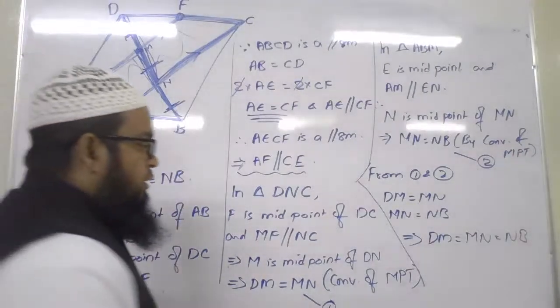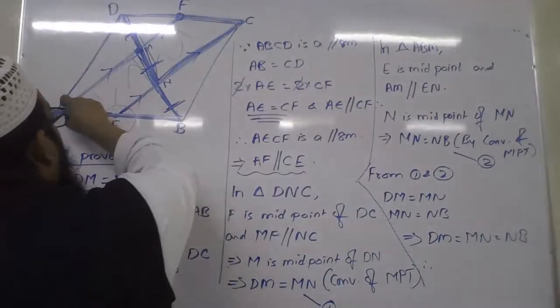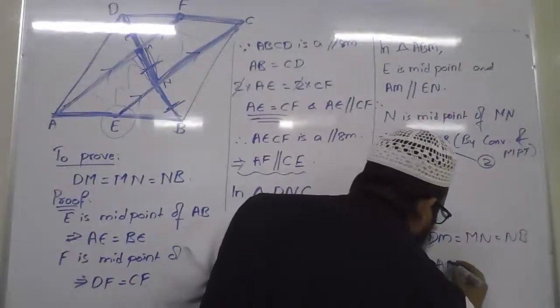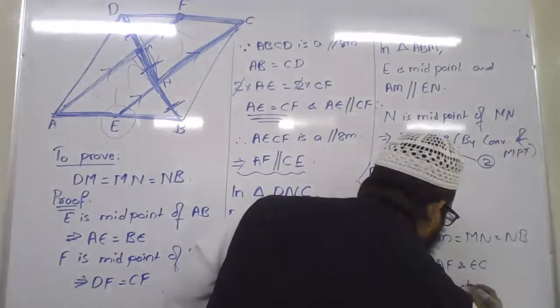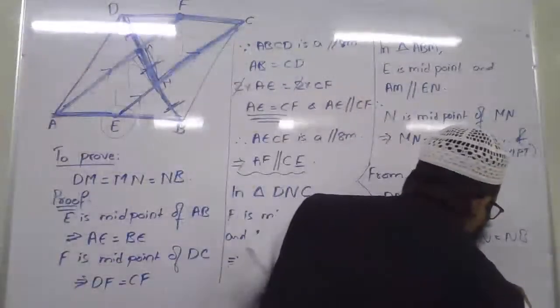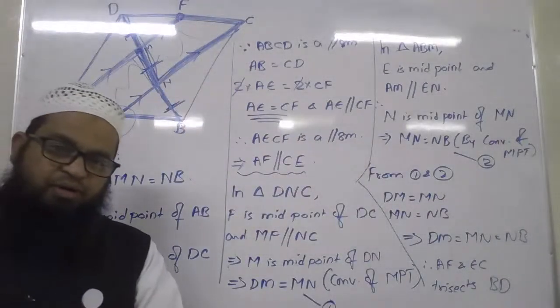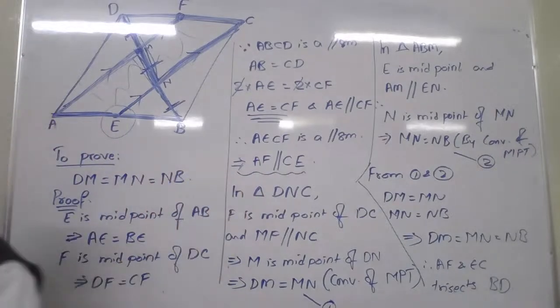So therefore, what will you write? What is the conclusion? AF and EC trisects what? BD. Understood, my dear students, everyone? 5 seconds to take screenshot or copy it.